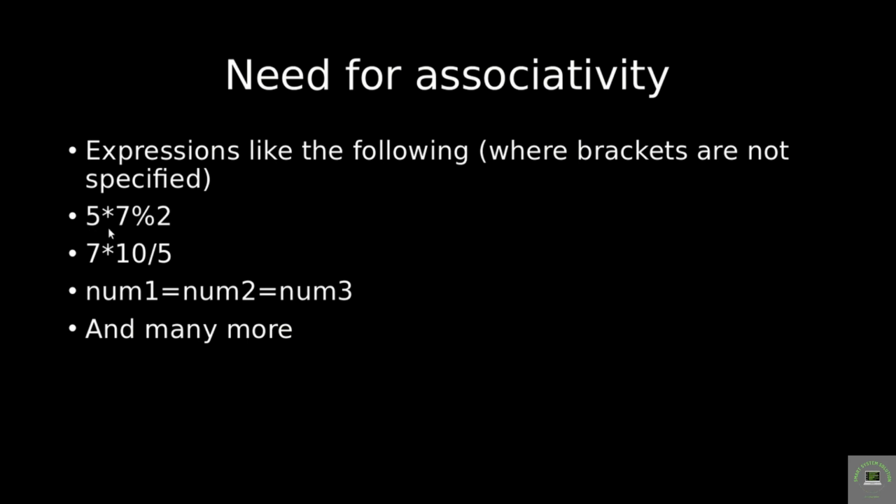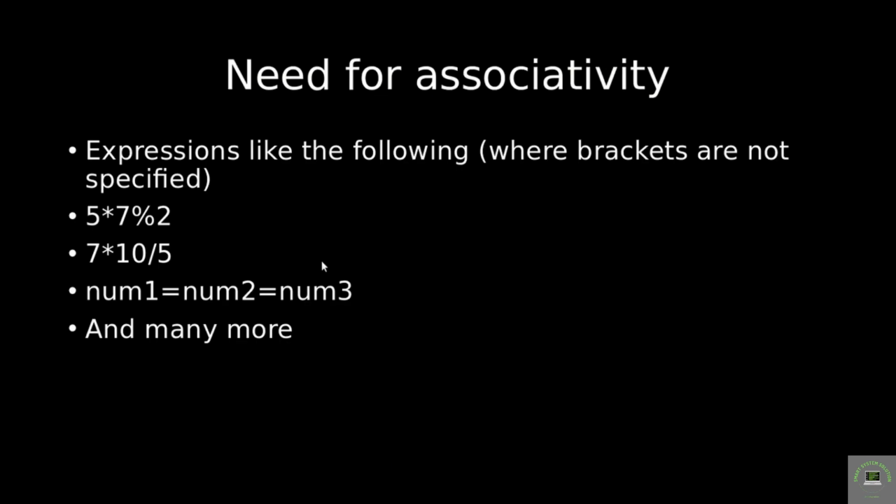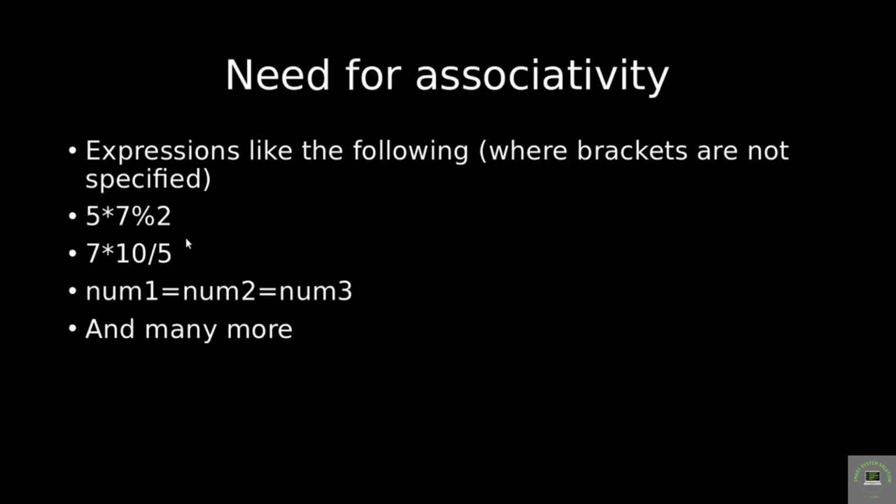5 into 7 modulo 2. Here we have three operands, 5, 7 and 2. The operand 7 has two operators associated, multiplication and modulo. And in the table we have seen multiplication and modulo are at the same precedence level. So which one would be simplified first? According to the rule of associativity, the execution would go from left to right. Therefore, in this case, 5 into 7 would be evaluated first, followed by modulo. 7 5s are 35, modulo 2 results in 1.